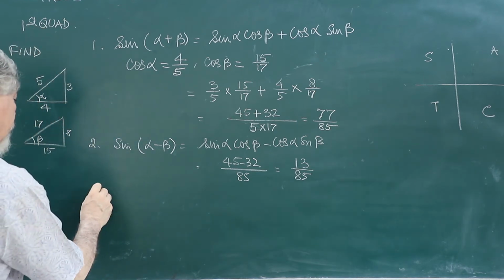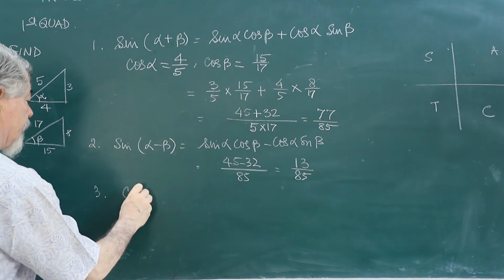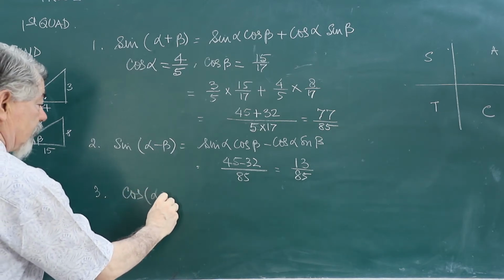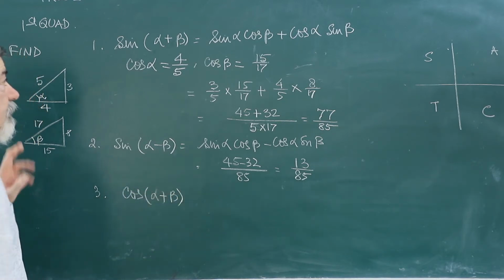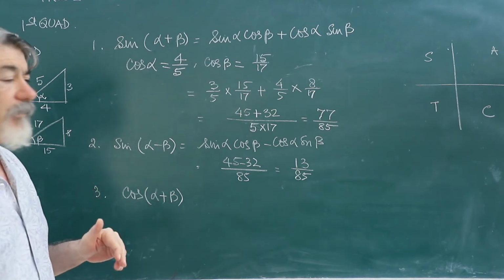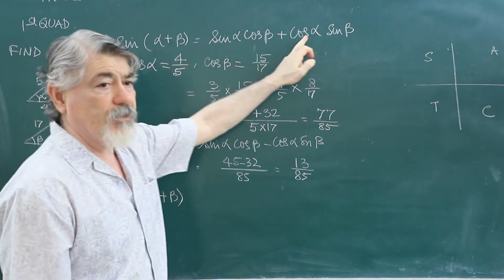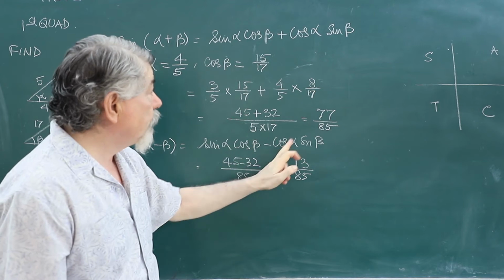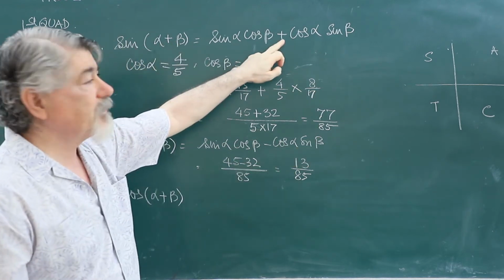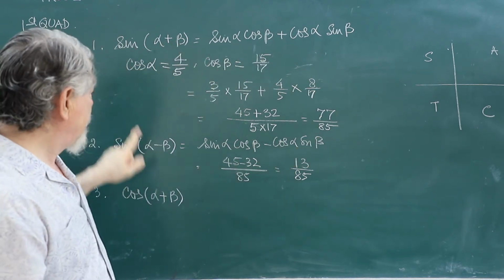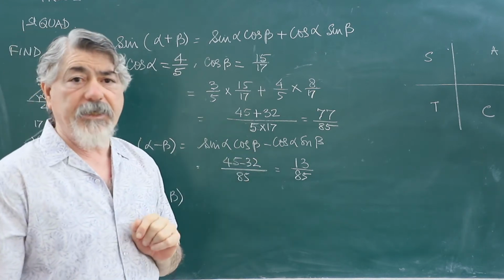Now let us see the third question, cos alpha plus beta. Sine alpha plus beta and sine alpha minus beta have sine cos, cos sine, and if it is plus, it is plus in between, if it is minus, it is minus in between.